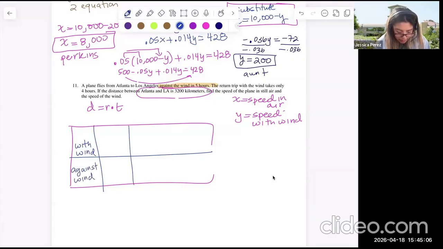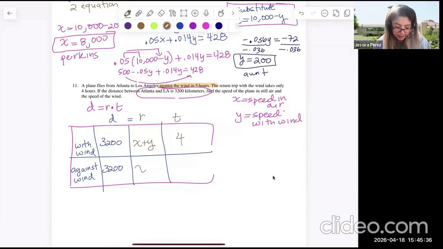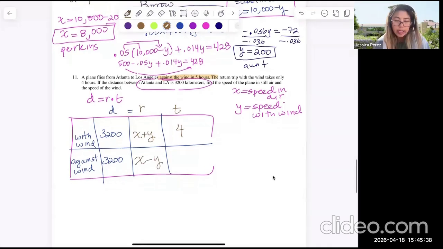So first you have your distance. Distance equals rate times time. The distance is the same both ways, 3,200 kilometers. Now the rate here with the wind is x plus y. And the time, when you're with the wind, it's faster, so this is 4 hours. And if you're against the wind, it's x minus y because now you're going slower, and you're taking 5 hours.